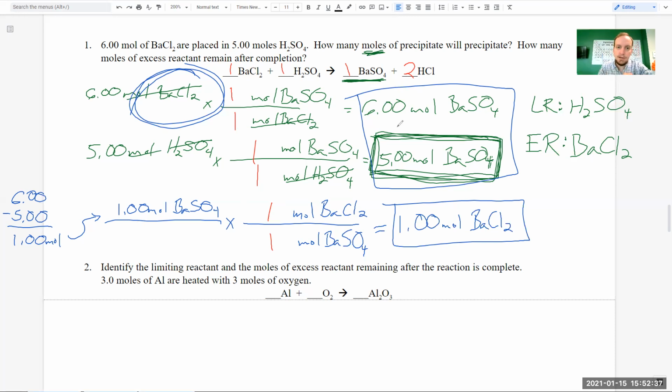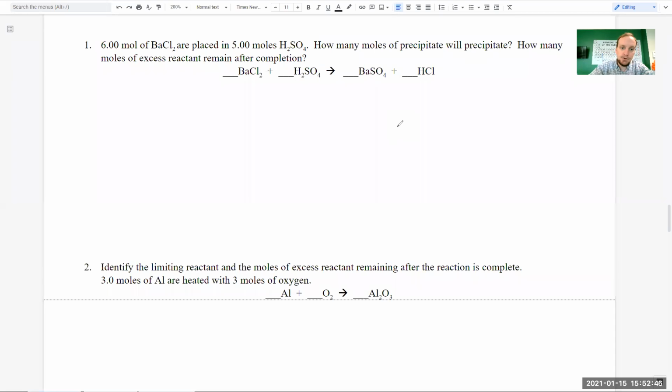So we're going to do number 2. Number 2 is going to be very similar as far as pattern. The math's going to be almost as easy, except our mole ratios will not be 1. So let's try it.